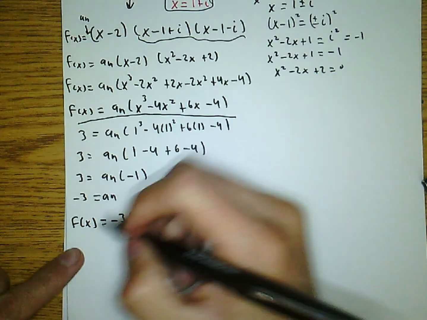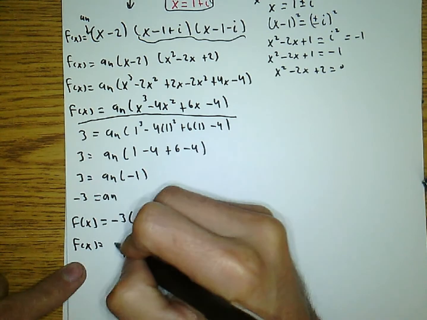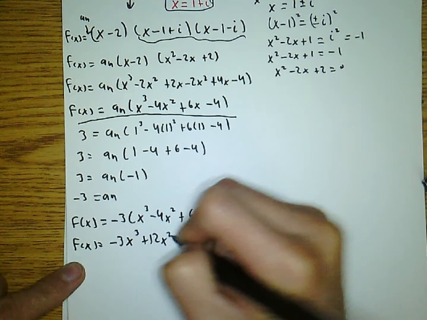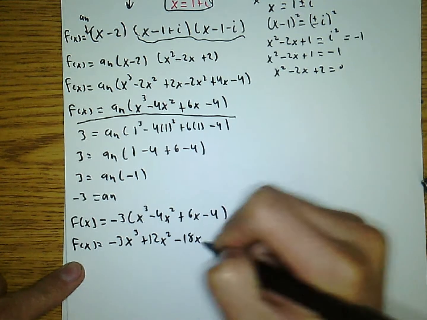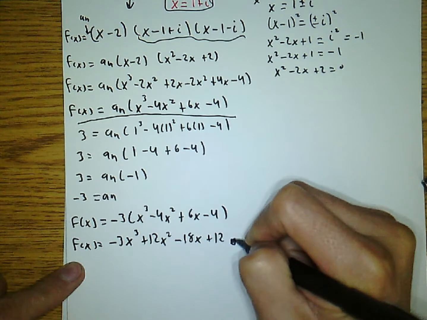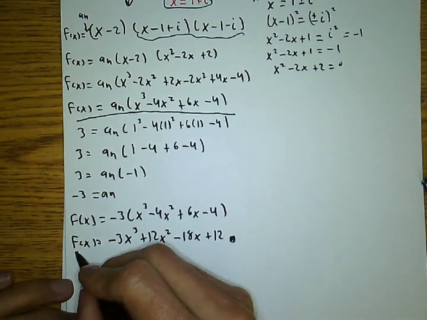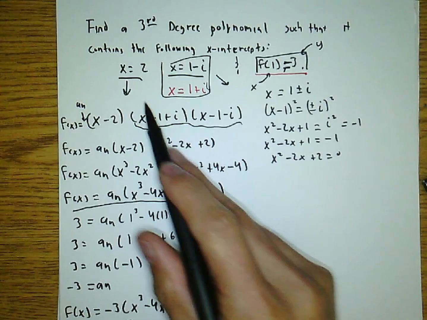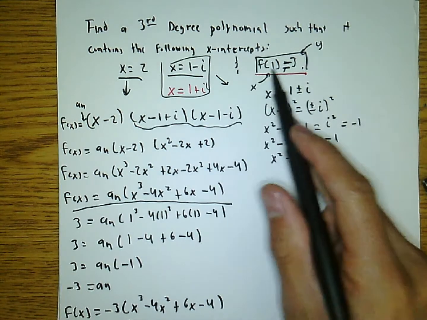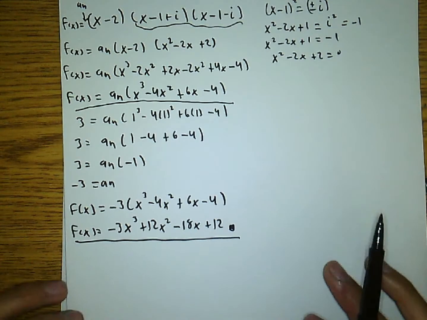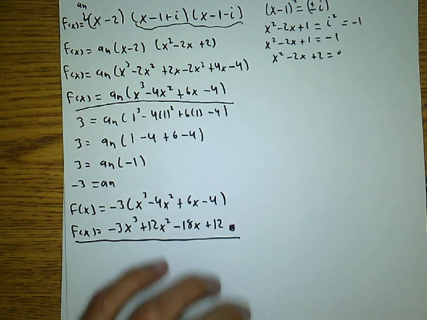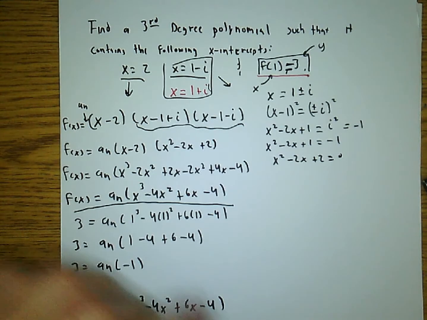And then I can distribute the negative 3, so that's going to give me f of x equals negative 3x cubed plus 12x squared minus 18x plus 12. And that would be a polynomial of degree 3 that has the given zeros and passes through the point 1, 3. Okay? So I know that was kind of a lot that happened there, but I don't think it was terrible. So let's go ahead and make sure we recap on this.